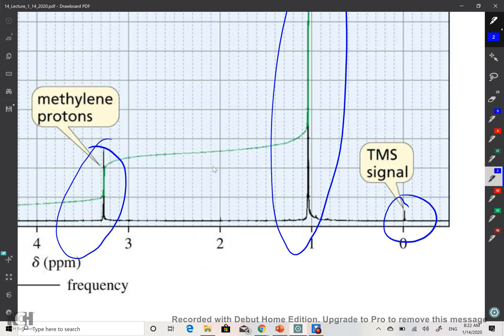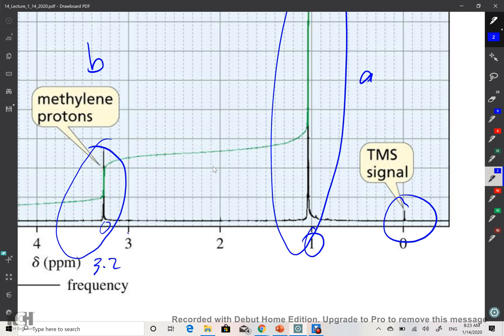Okay, and now the first signal is about one part per million from the reference. The second signal is about, what is it, maybe 3.2. It's about 3.2 part per million away from TMS. Does that make sense? That's the way we look at it. Let me call this one signal B, and then let's call that signal A.